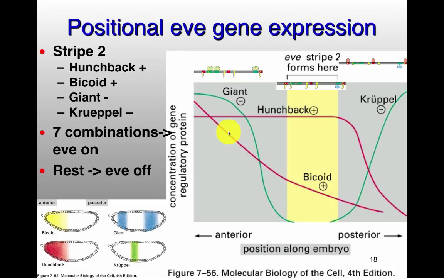For stripe 3, you will have a different combination of activators and repressors because you don't have any hunchback and bicoid left by the time you get to stripe 3, which will be slightly posterior to this. So it will be different regulators involved in stripe 3, and also in stripe 1, both ways. So this is just what's going on for stripe 2.